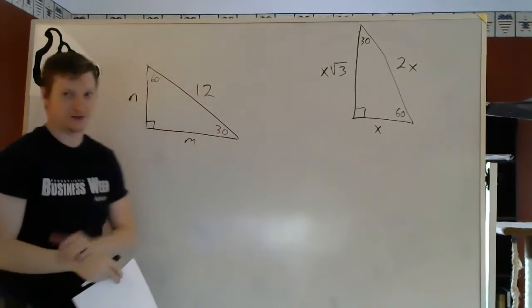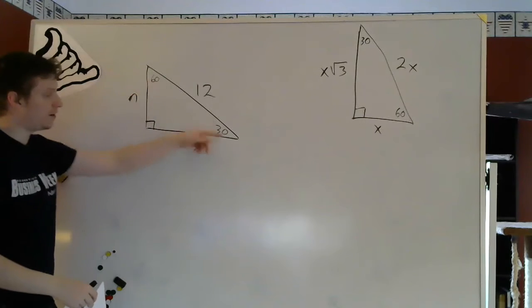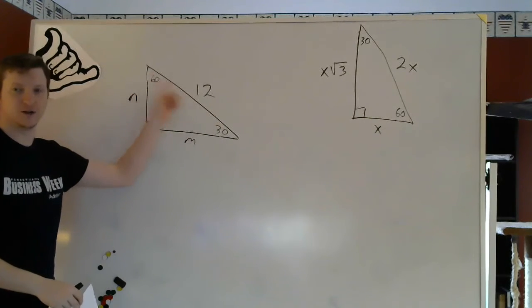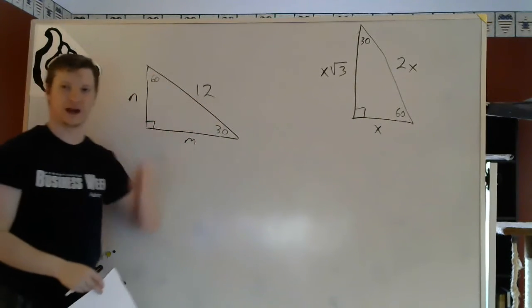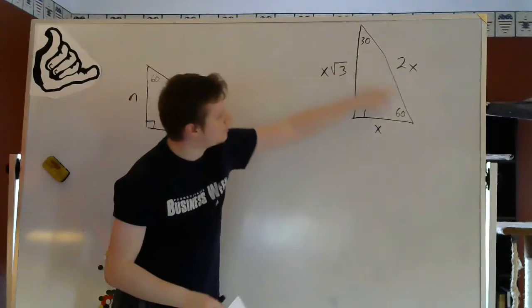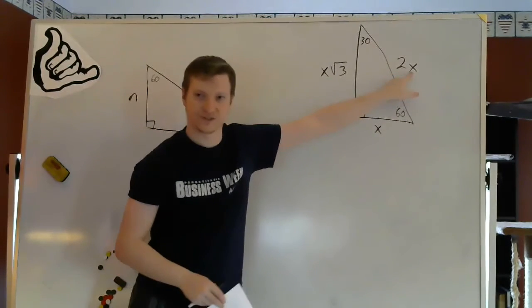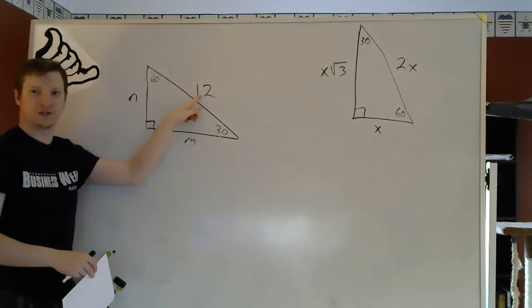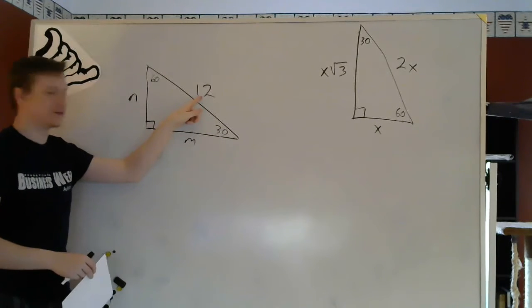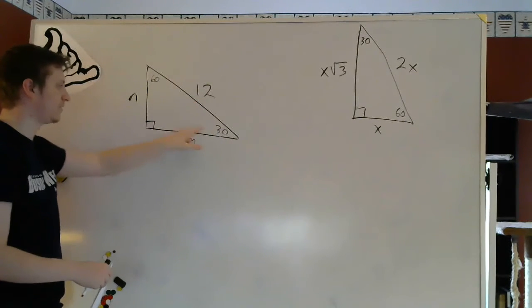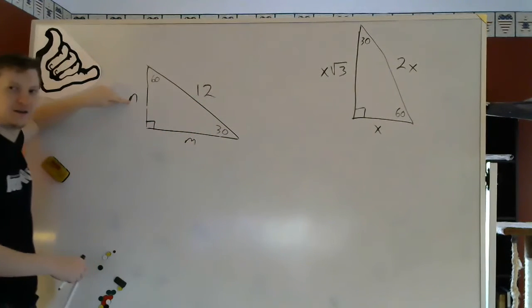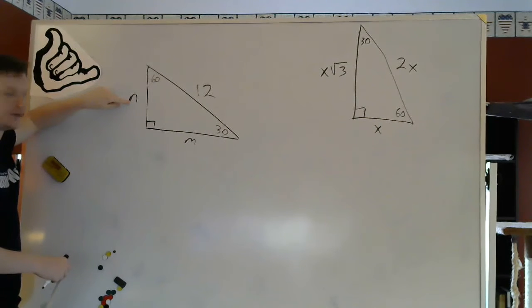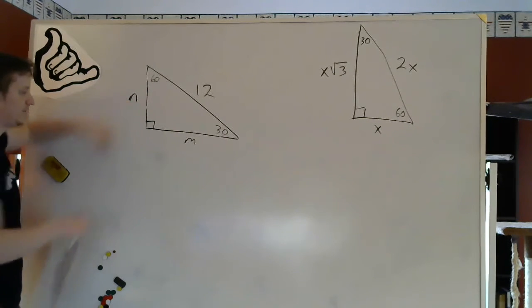For instance, the fact that you might remember here is that the hypotenuse of a 30, 60, 90 triangle is just twice the short side. Remember, hypotenuse is 2 times the short side. So if I look here, this is my hypotenuse. Well, it should be double what the short side is. Where's my short side? Short side is opposite the 30, so it's over here, it's N. What do I have to double to get 12? 6.